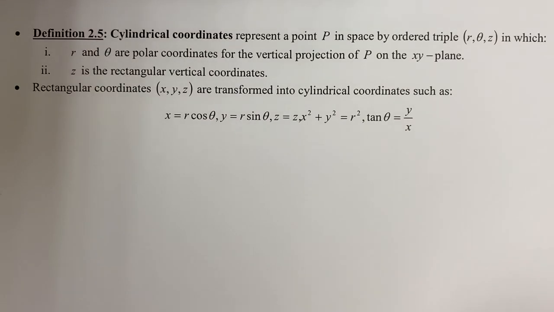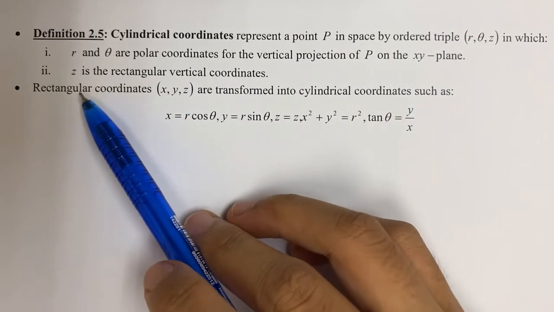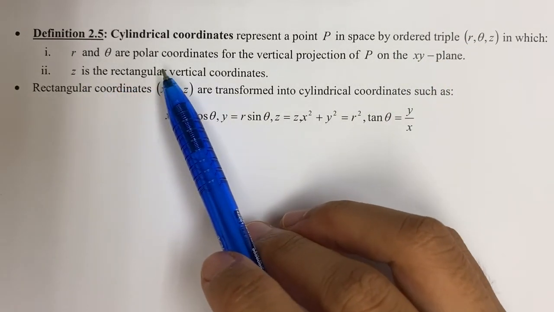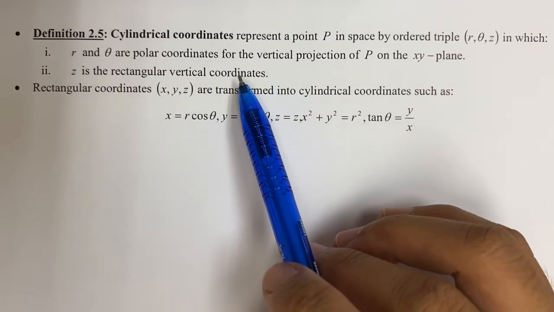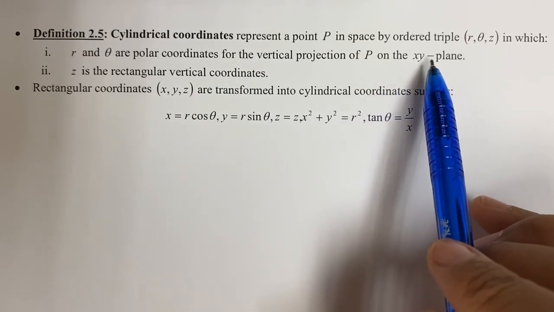Definition 2.5. Cylindrical coordinates represent a point P in space by an ordered triple r, theta and z, in which r and theta are polar coordinates for the vertical projection of P on the xy plane. And then we have an extra z. z is the rectangular vertical coordinate. So basically z is our height, the height of the solid. xy is the base.